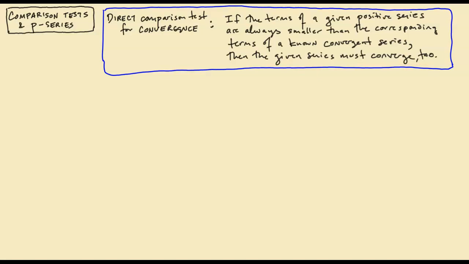Let me explain what's going on here intuitively, and then I'll show you an example or two of how we might put this into action. Let's say that our given series, the one that we are trying to test for convergence, is the sum of a sub n. So our general term is a sub n. Well, if we're using this direct comparison test for convergence, that means we must be comparing this to a known convergent series, which I'll describe as the sum of c sub n, c for convergent.